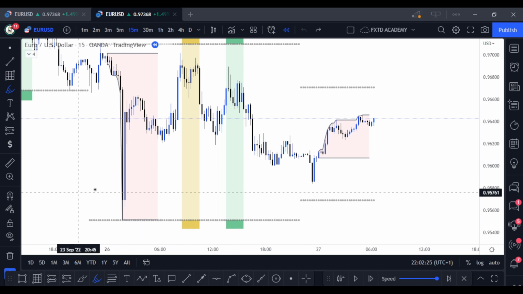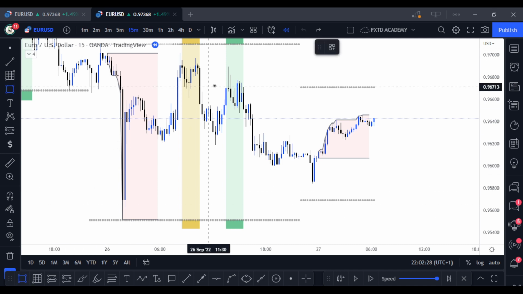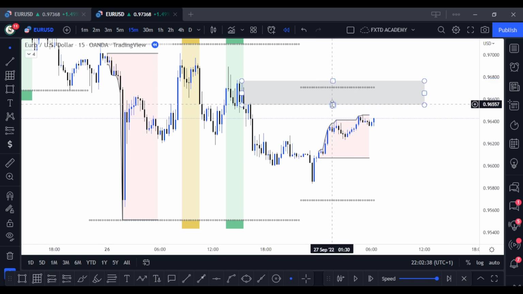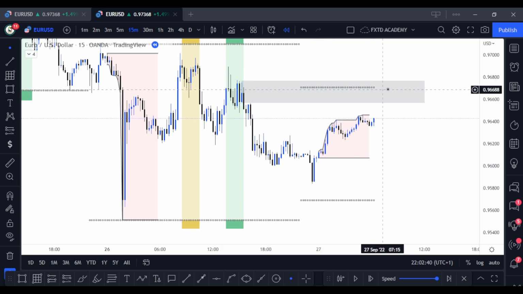So with that said, let's come back to the video. What do we have here? We have this zone as our order block. The reason why we have this as our order block is very simple, and I'm going to explain this to you in a moment.